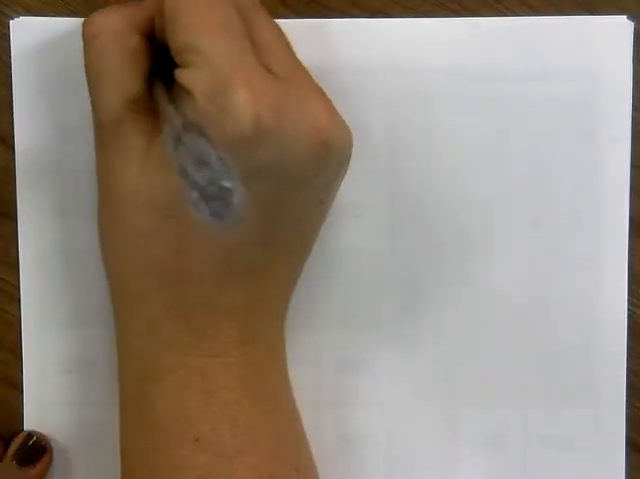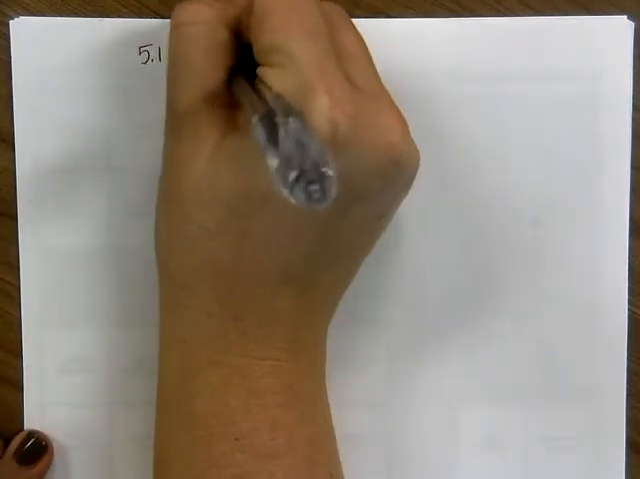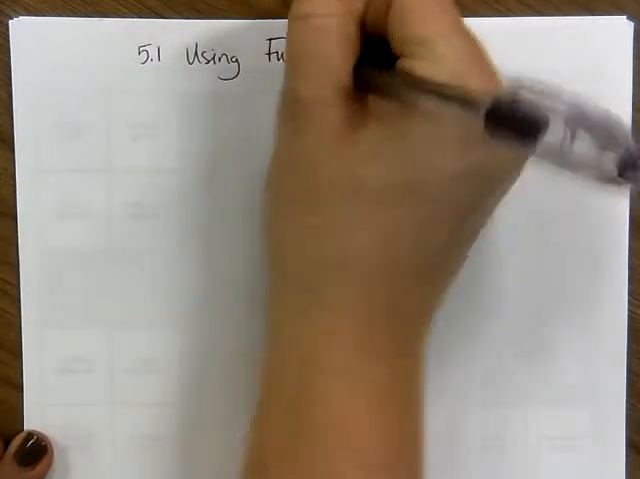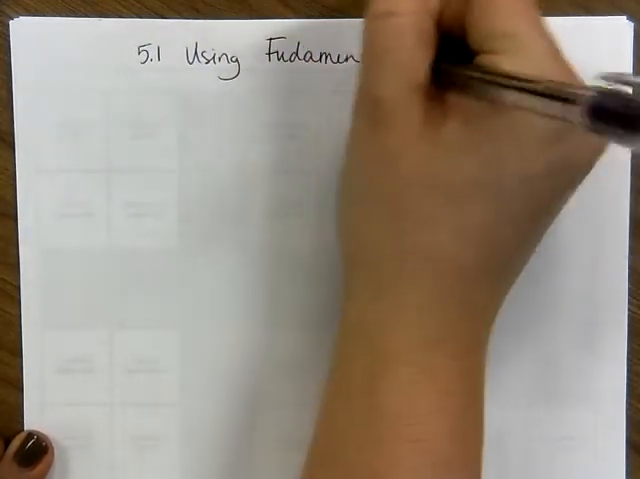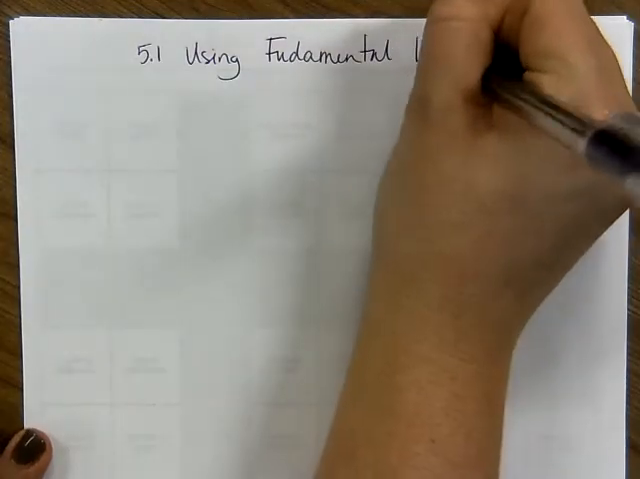All right, so this is 5.1. We're back to taking notes ourselves. All right, using fundamental identities.